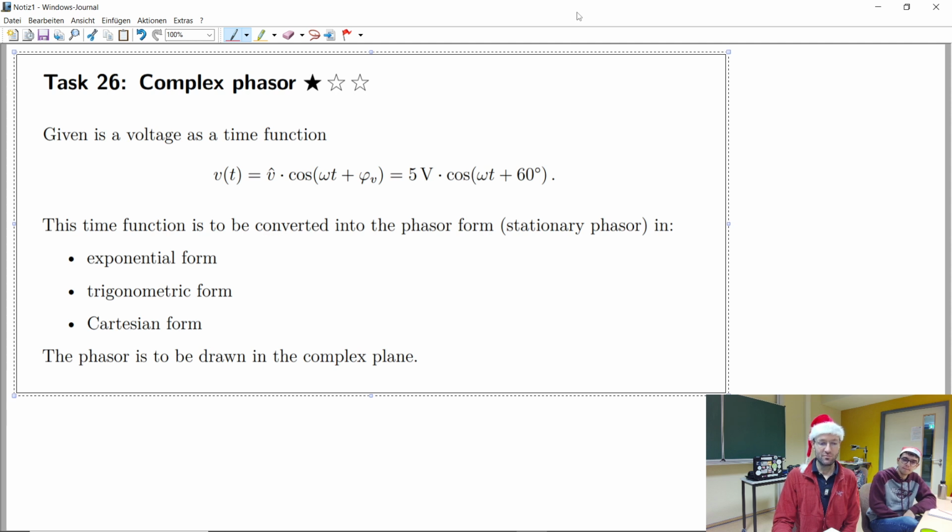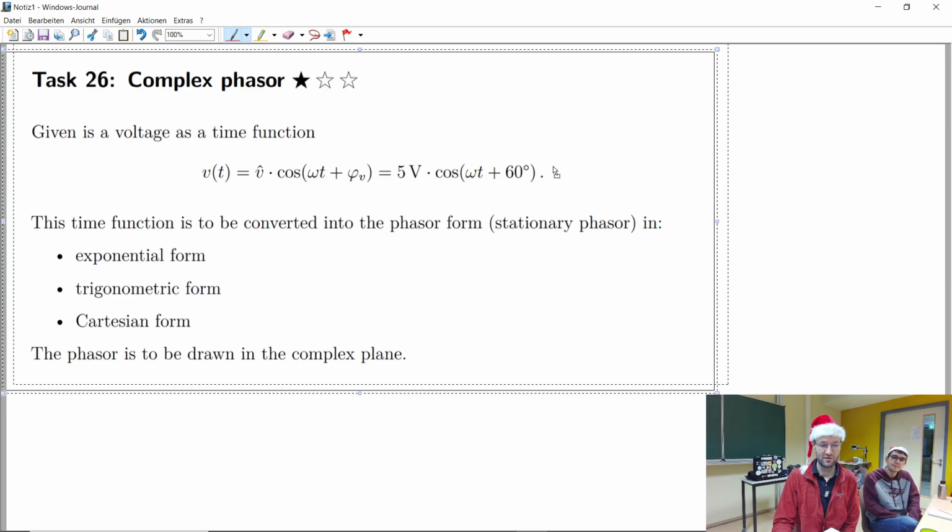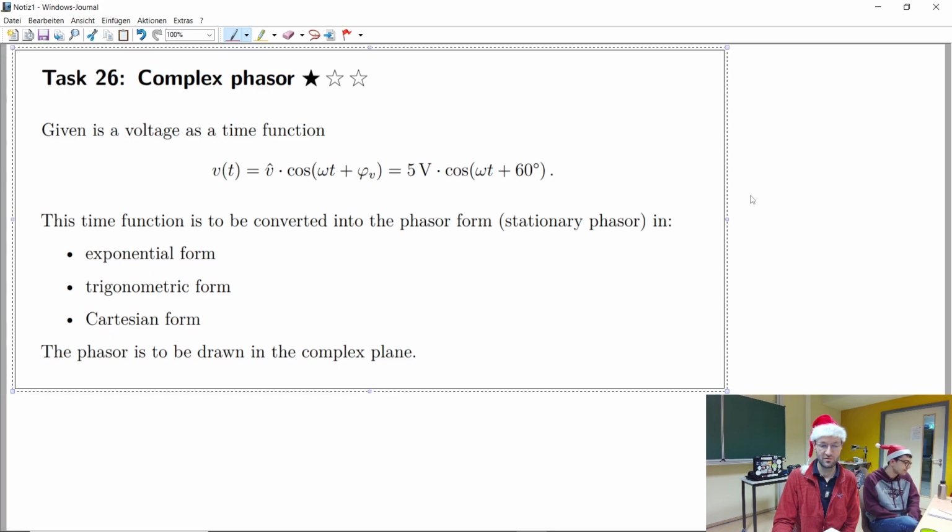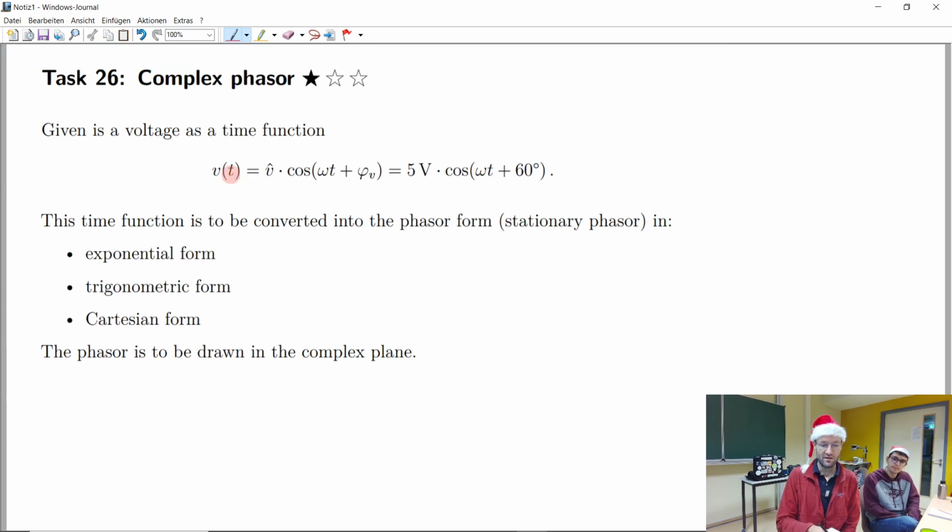Okay, then we can try to have a look at this task 26 about complex phasors. And we have given a time function for a voltage. So the voltage changes harmonically or according to a cosine function, or we could say sinusoidally. It does not really matter if it's a cosine or sine function. Some of these functions over time, how would we call this v with the head? This is the peak value, or it's the amplitude of this cosine function.